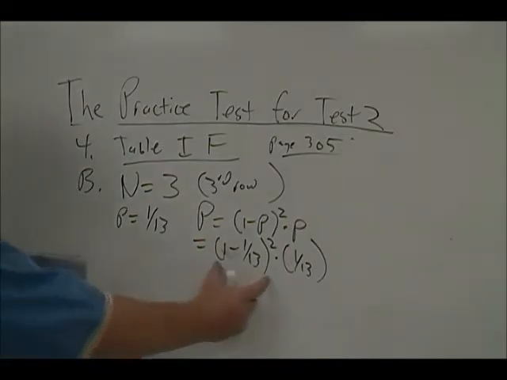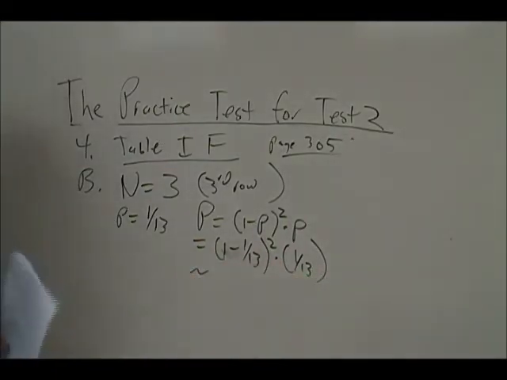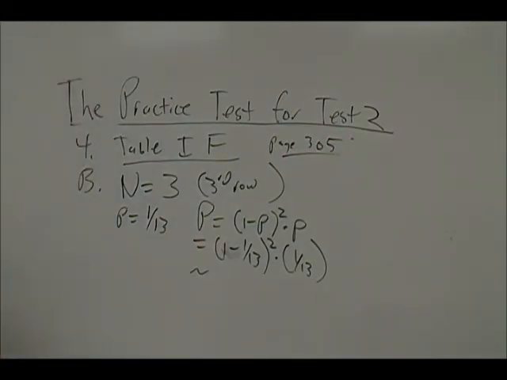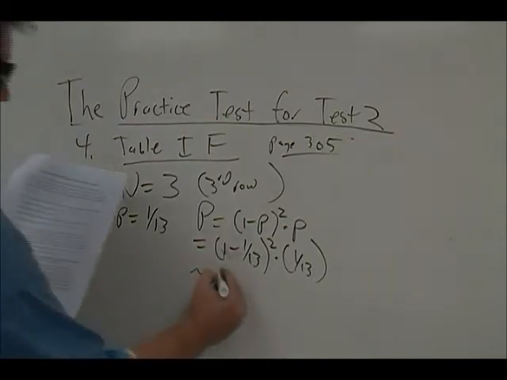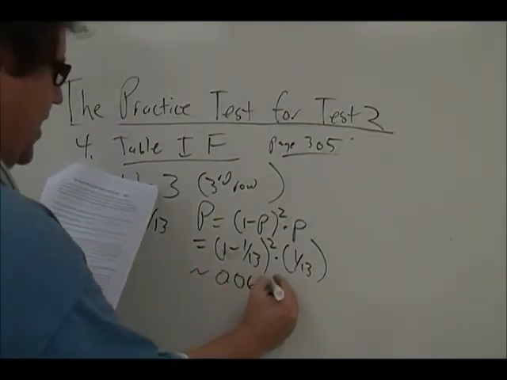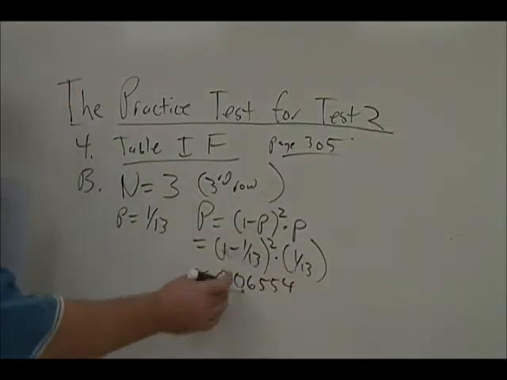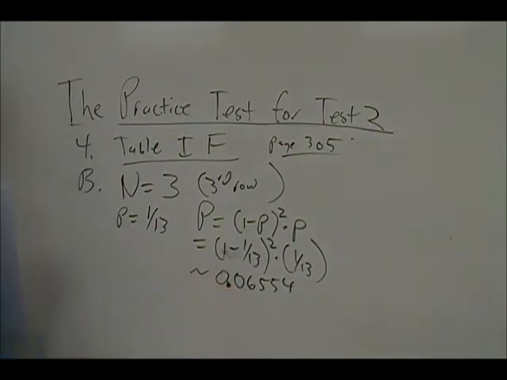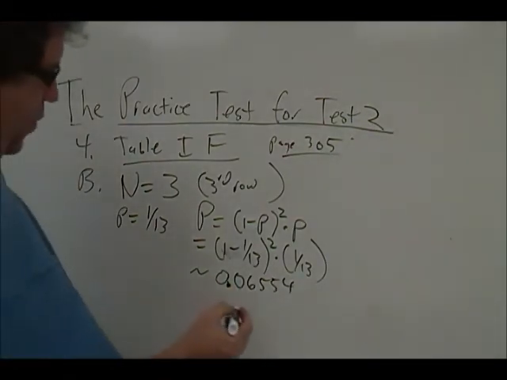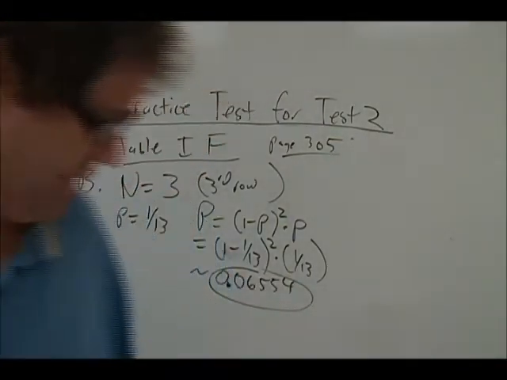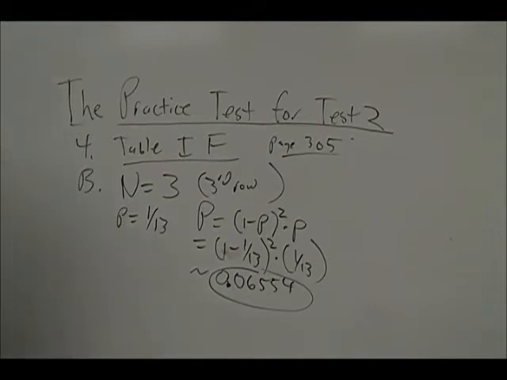And if you plug that into your calculator correctly and hit enter, that will give you the decimal 0.06554. So to 4 significant figures, the probability that you'll get an ace for the first time on the 3rd draw is 0.06554, rounded to 4 significant figures. So that's the answer to part B.